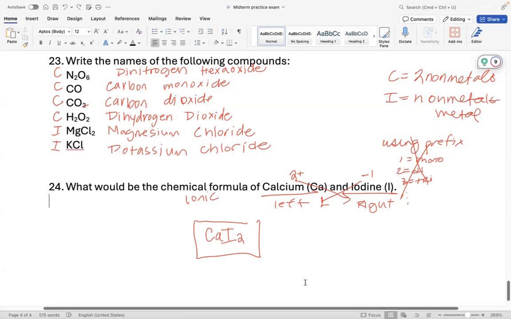So if it wasn't -1 and say it was 3, I would just put calcium 3 and then I2. So you're saying if this was 2 plus and this was 3 minus? Yeah, hypothetically, then that would look like that. Okay, okay.